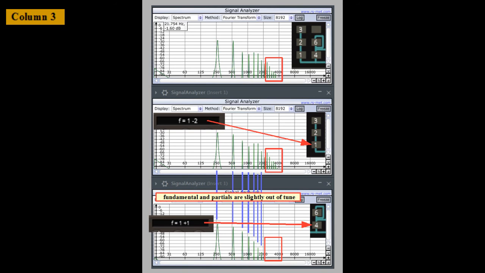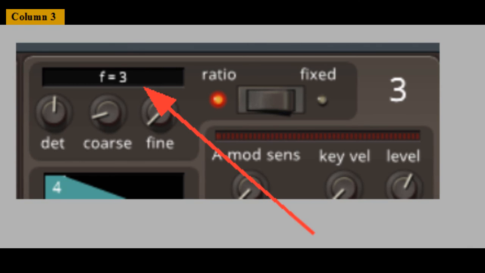There are two main differences between both chains. First, the spectrum of the chain operator 3 to 1 contains a couple of higher partials. It reaches higher up the frequency scale. Well, that was predictable, as this chain contains a second order modulator, operator 3, and what's more, this second order modulator is attuned to a higher frequency, f equals 3.